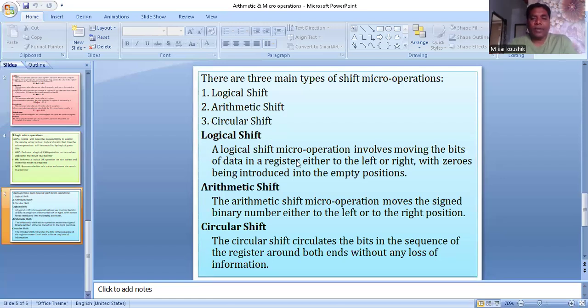Based on this word, we can simply write and discuss what a logical shift is. A logical shift micro operation involves moving the bits of data in a register.